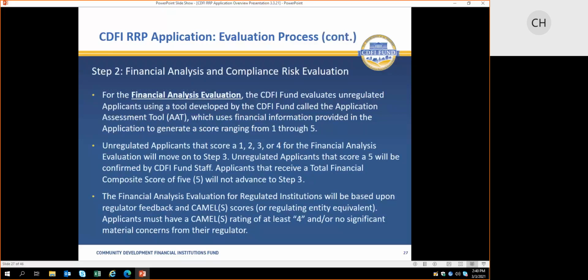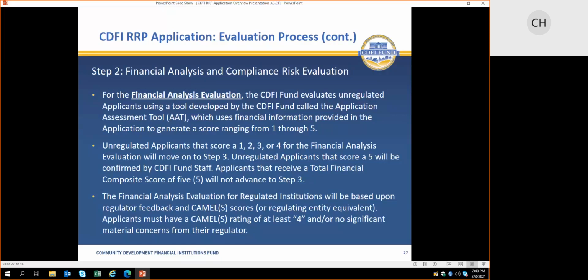For the financial analysis evaluation, the CDFI Fund evaluates our unregulated applicants using a tool we've developed called the Application Assessment Tool, or AAT, which uses financial information provided in the application to generate a score that ranges from 1 through 5. If the unregulated applicant receives a score of 1, 2, 3, or 4, they will move on to step 3 of our evaluation process. If an unregulated applicant receives a score of 5, that will be reviewed and confirmed by CDFI Fund staff. Applicants that receive a total financial score of 5 will not advance to step 3.